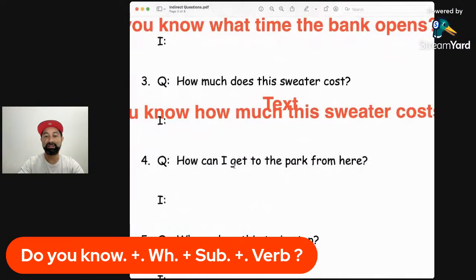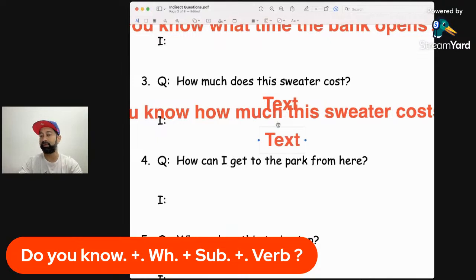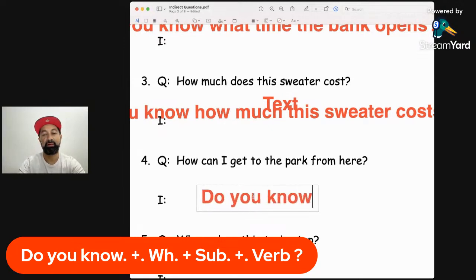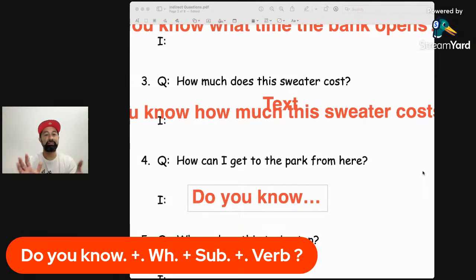How can I get to the park? Again, let's use the same format. Let's use do you know? That means we're talking to someone who might not know the answer. So, do you know? What is my answer here? And here in this situation, we've got two verbs.